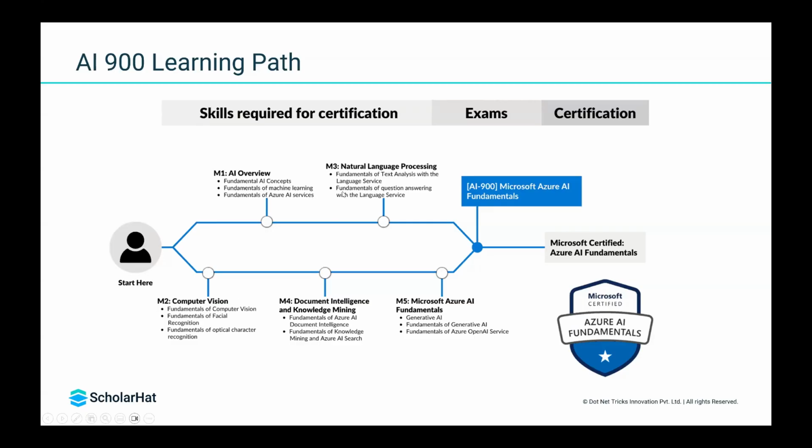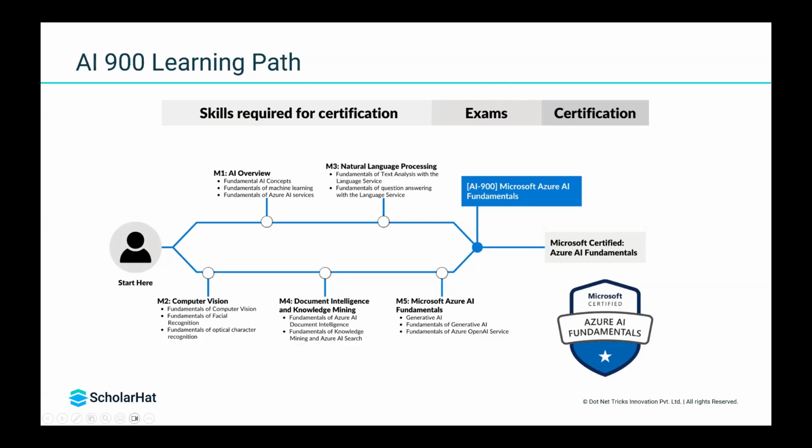Then in module three, you're going to learn about natural language processing, where you learn the fundamentals of text analysis with the language services, then the fundamentals of question answering with the language service. That's module three. Module four is about document intelligence and knowledge mining. Module five is about Microsoft Azure AI fundamentals. So these are the various things you have to go through to prepare for the AI-900 official exam.